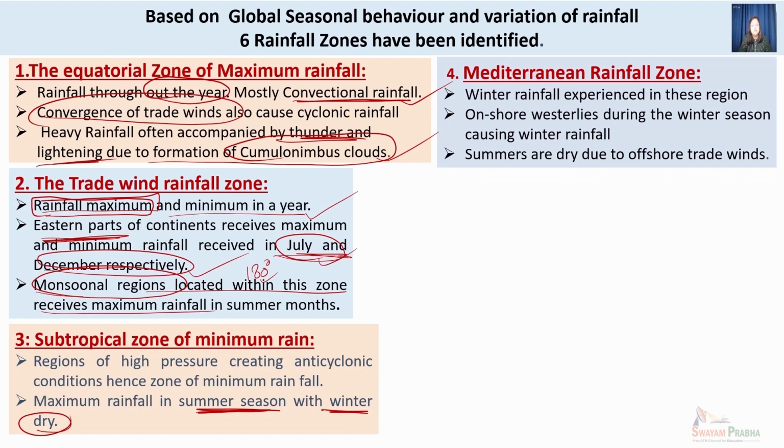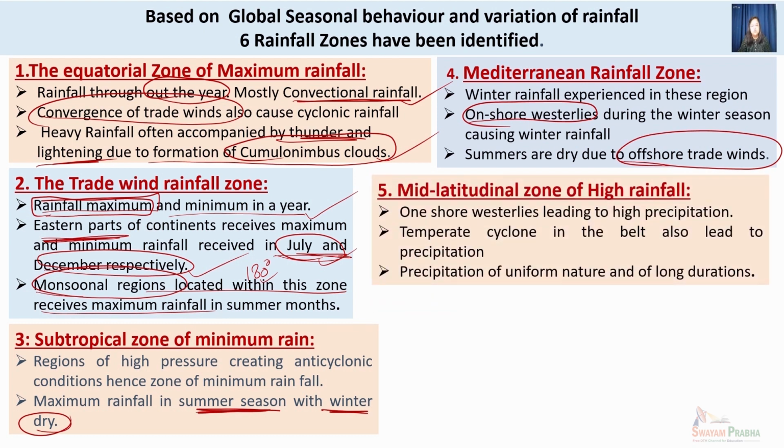The fourth one is the Mediterranean rainfall zone. This zone extends between 30 to 40-degree latitudes in both the hemispheres, where the rainfall occurs primarily through onshore westerly winds during the winter season, while summer remains dry because these zones come under the influence of trade winds due to the northward shift of the winds and pressure belts during the northern summers. So in winters, you have onshore westerlies, which lead to heavy precipitation in these areas. Whereas in the summer season, you have offshore trade winds and therefore they receive very less precipitation.